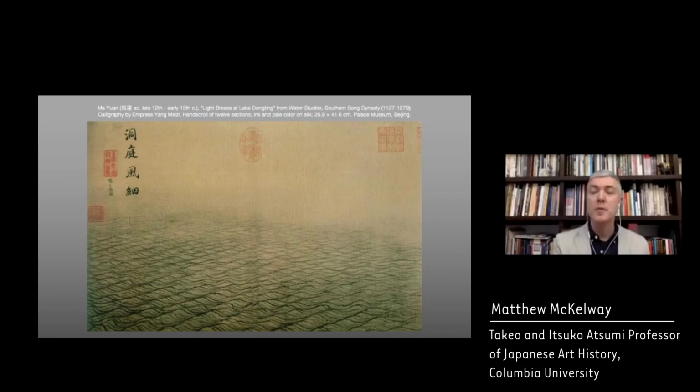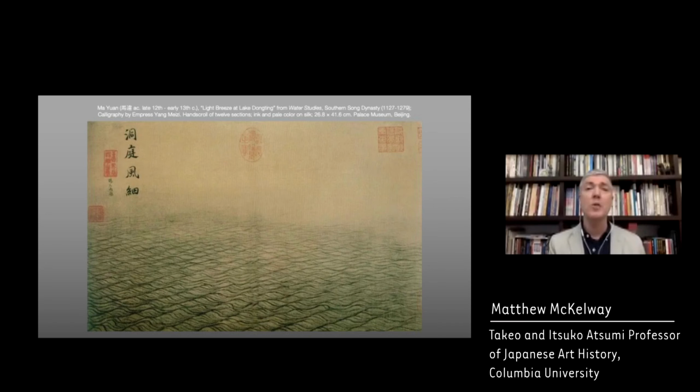So the first group that I thought I would touch on is a group of a dozen or so images, all the same size. They appear to be basically the size of an album leaf, but they're mounted on a hand scroll today, kept in the Palace Museum in Beijing. I imagine most of us have probably not had a chance to view this because it's only on view in Beijing very occasionally. It's so fragile.